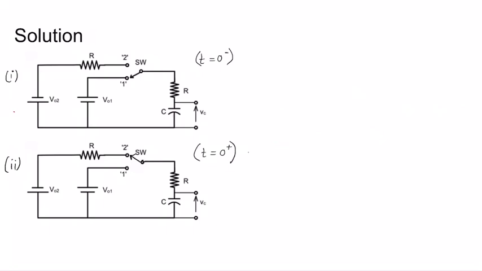Now coming to the solution, in case 1, the switch was initially at position 1 for time t less than 0, that is t equal to 0 minus. Now we are considering just before that instant the switch was at this position. So redrawing the equivalent circuit, this should be V01 connected with R and this is C, and the voltage is built up across the capacitor.